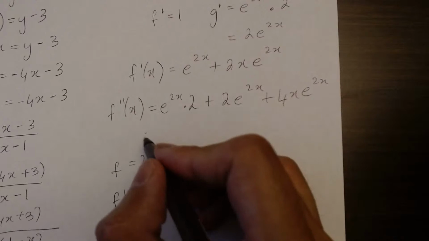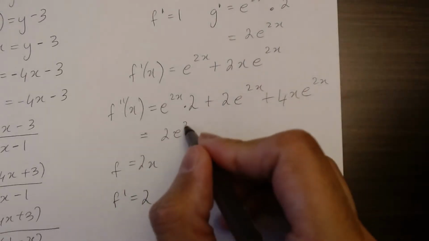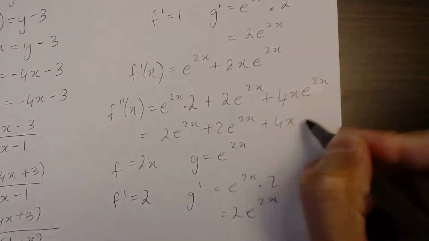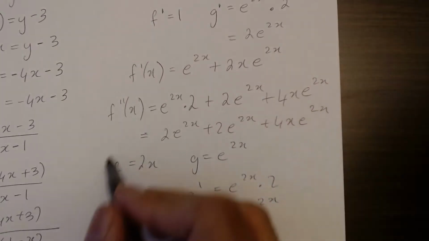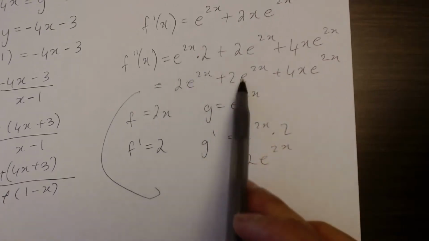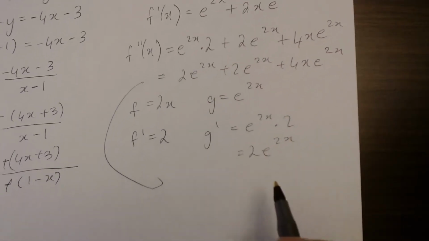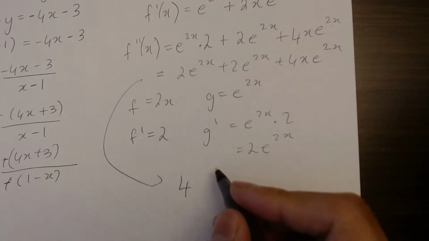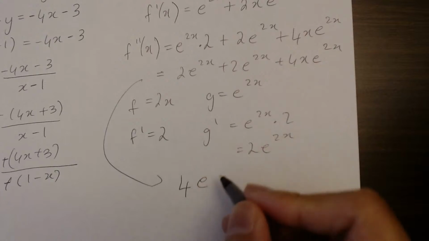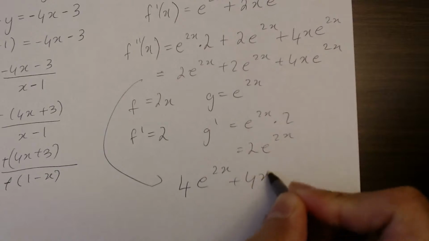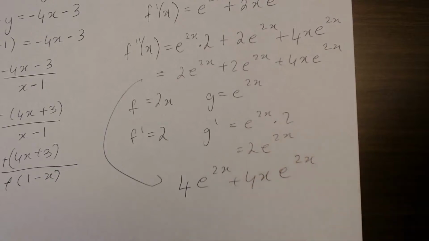I can simplify this. That's just 2e to the 2x plus 2e to the 2x plus 4x e to the 2x. And I can continue here on the bottom. I'll combine these two like terms. So it's just 4e to the 2x plus 4x e to the 2x.